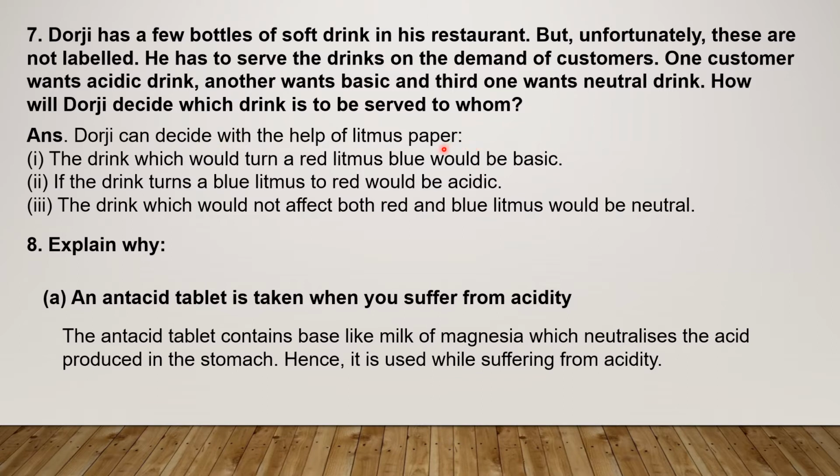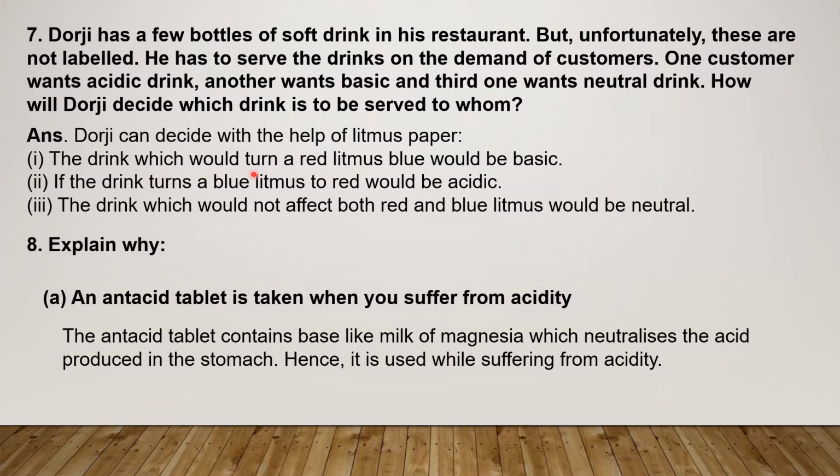We studied many kinds of indicators, children. So you can also use turmeric paper or China rose, sorry, red rose petals. You can discuss that also. And this is with litmus paper.